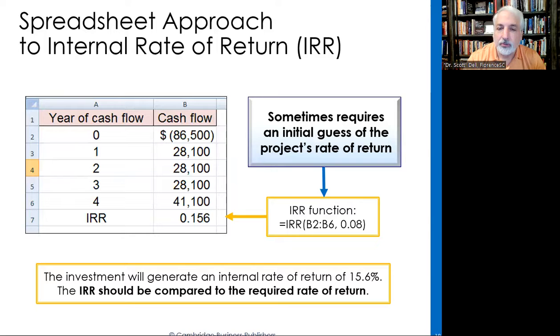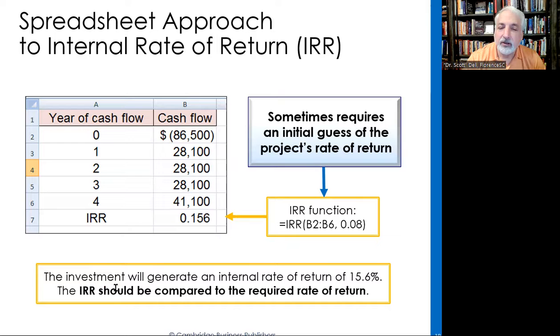And we could use a spreadsheet approach also here. In this case, we had our outflows and our inflows, and we had a 0.156 or 15.6% internal rate of return. In the spreadsheet, by the way, you need to give it a seed figure. You have to give it a seed number. You started with 0.08. Doesn't matter what you really start with. It will effectively give you the same result pretty much as you go.